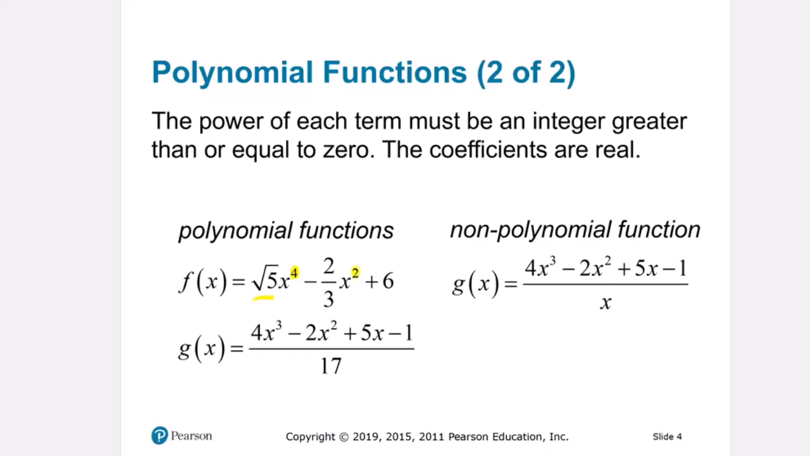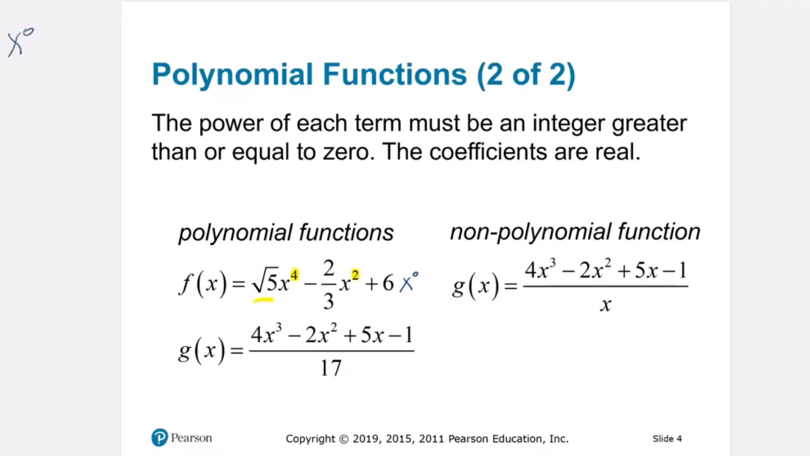That's an integer. Remember, we said that even this 6 is the same as saying 6 times x to the 0 because x to the 0 power is equal to 1, but we have to make sure that x is not equal to 0. That's a polynomial.